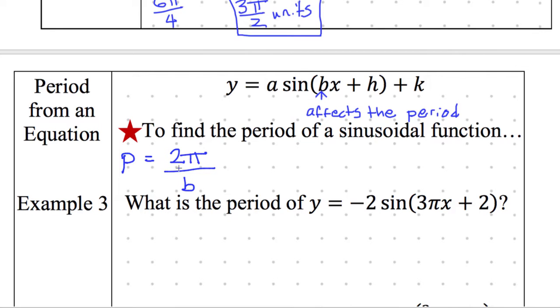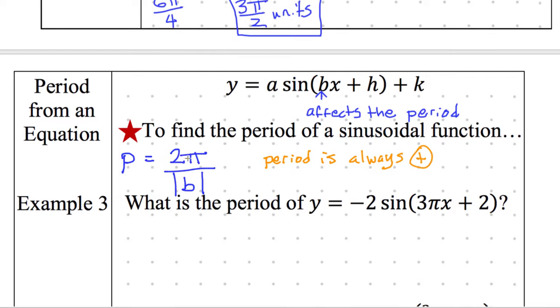But again, period, just like amplitude, always has to be positive. So if you want to give yourself an absolute value on the B, now you'll make sure that you're always positive. If it's negative, you take the absolute value and then it becomes positive. So you can say here, period is always positive. We did in our equation the absolute value of B, that way we always have a positive.